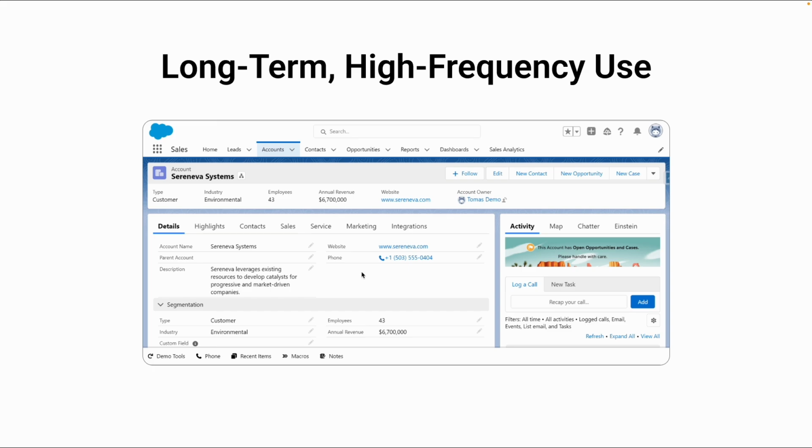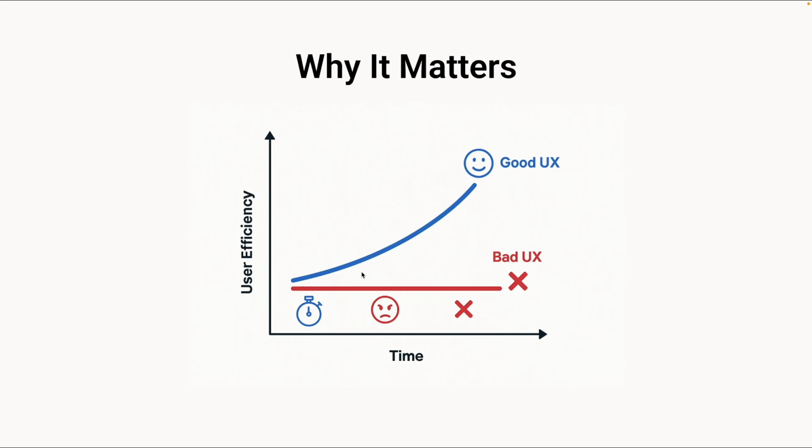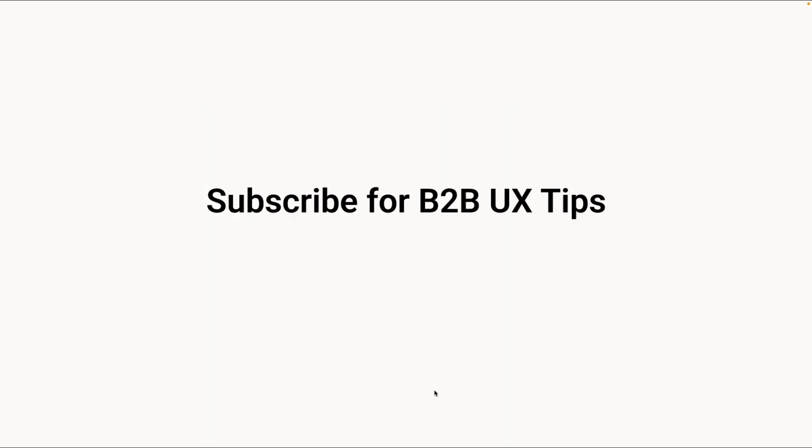Now let's come to the next point, which is why UX in B2B matters so much. When B2B UX is done right, it leads to real business outcomes like faster onboarding, fewer mistakes, and happier users, and for business that means more efficiency and less churn. More efficiency and less churn means reduced time and more productivity, which eventually turns into higher revenue. So that's it for this video.